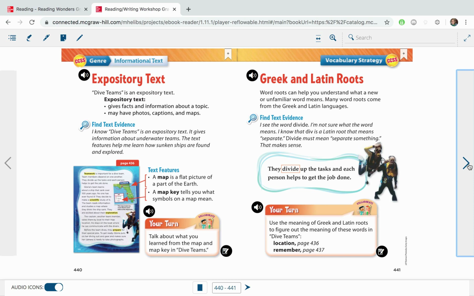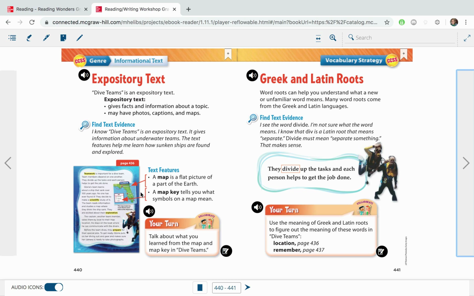We're going to read Dive Teams here in a minute, and it is an expository text. And I know it's an expository text because it gives facts and information about a topic. It also has photos, captions giving more information about those photos, and it could also have maps, which it does. Some expository text even has timelines or charts or diagrams. Okay, so down here looking at this page from Dive Teams, I know you haven't read it yet, but right here, it's right from the story. There is a map, which is what your exit ticket is about today.